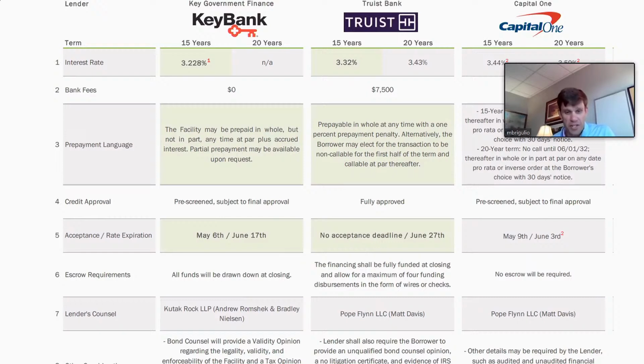Webster had a very similar approach. They would require an acceptance by May 13th and a closing by June 17th. And Truist will not require any acceptance, and they will give a slightly longer period of time to close. They will give an extra 10 days through June 27th.